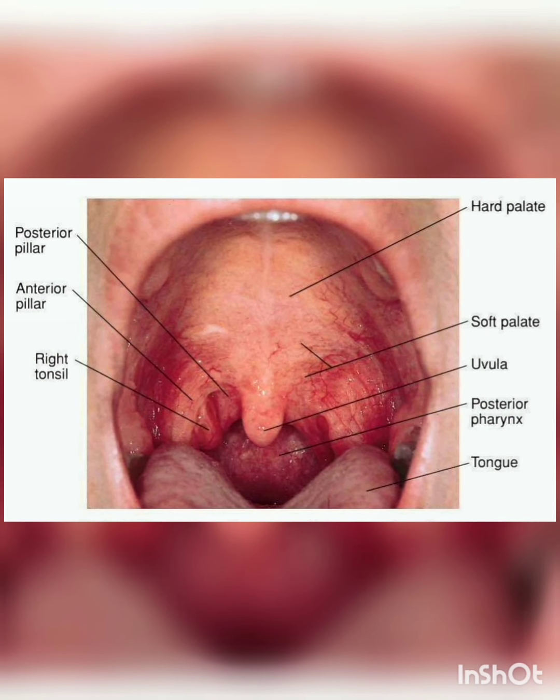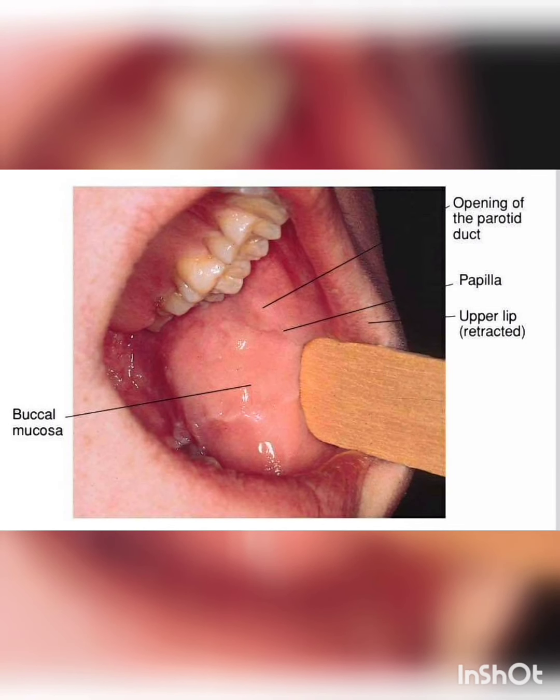Behind the tongue rises an arch formed by the anterior and posterior pillars, the soft palate, and the uvula. The posterior pharynx is visible in the throat behind the soft palate and tongue. The buccal mucosa lines the cheeks. Each parotid duct opens into the buccal mucosa near the upper second molar.